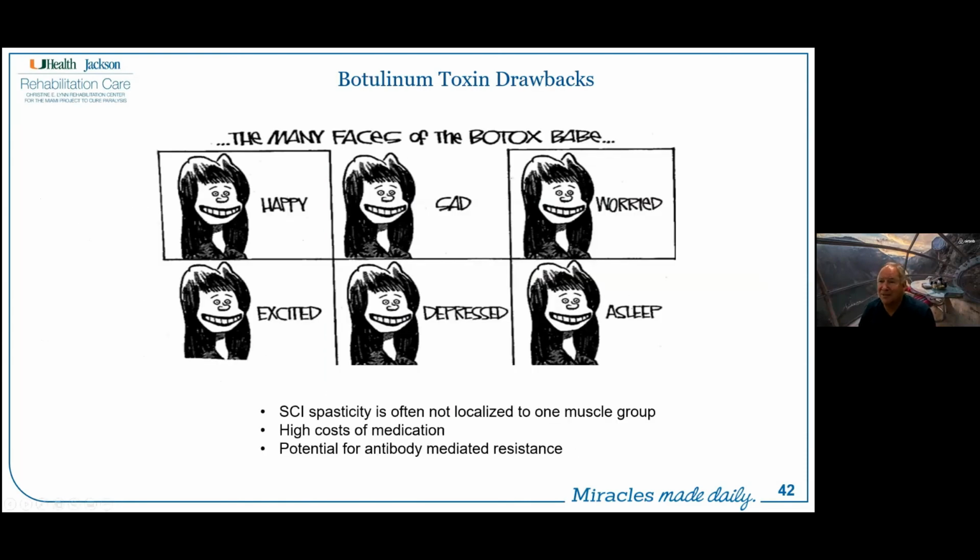There are some drawbacks. Once you give the toxin, that nerve basically is going to be paralyzed, or the muscle is going to be paralyzed for approximately 3 months. We do worry about the potential of antibody-mediated resistance.